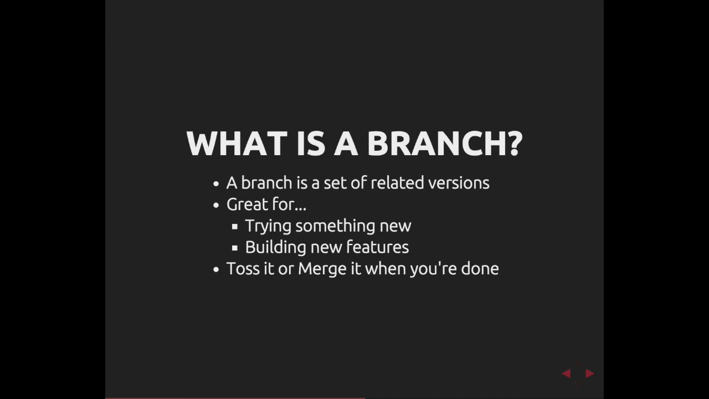So the abstract idea of a branch is useful for trying out something new or building out new features so that you don't corrupt your original work in case you just want to get rid of it all later. Once you're finished working on a branch, you can merge it into your current content, the master branch, or you can just get rid of it if you don't like it.